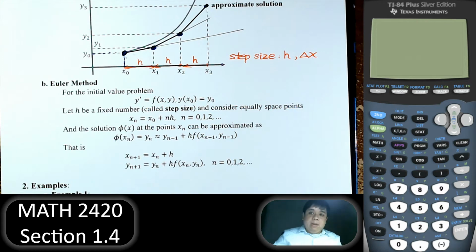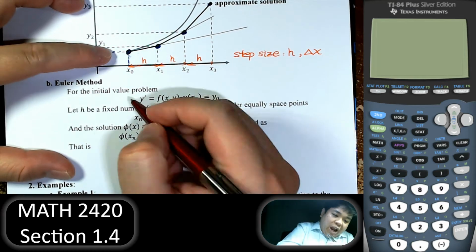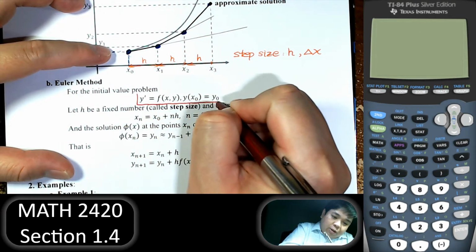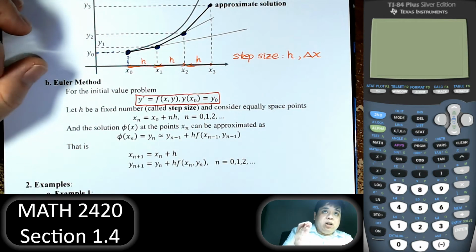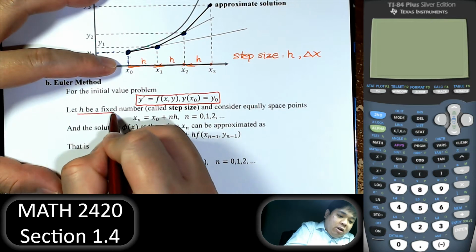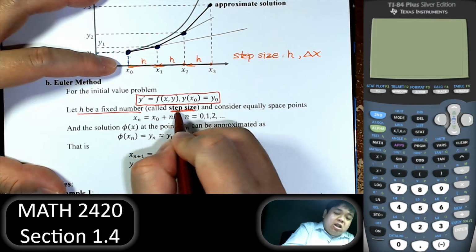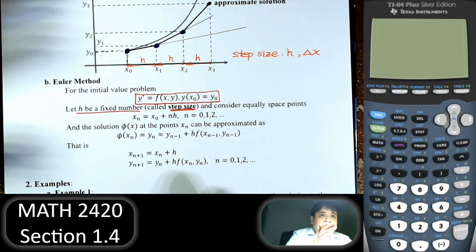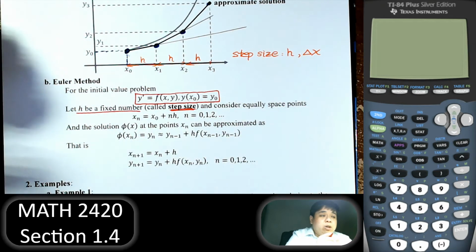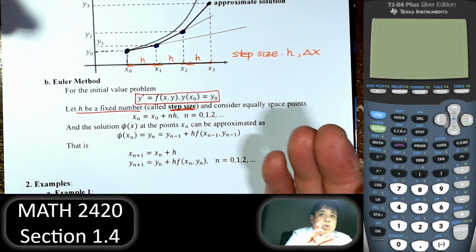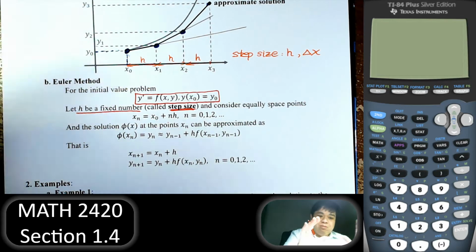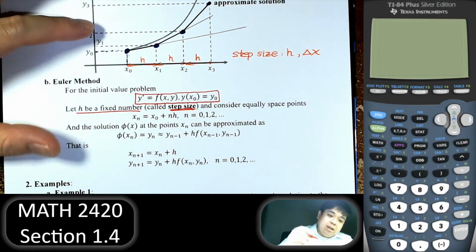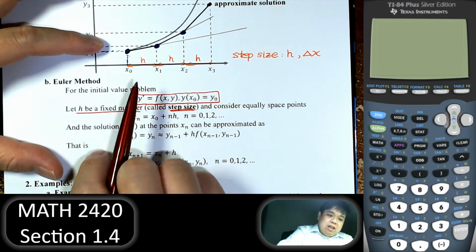So for the Euler method, we have the initial value problem, and the first thing we do is establish a step size. Let h be a fixed number. That is the step size. This is something we choose, something small and easy to calculate. We don't want to choose something like 0.12345, that is not very good. Choose something easy to calculate, and that is the step size of equally spaced points.